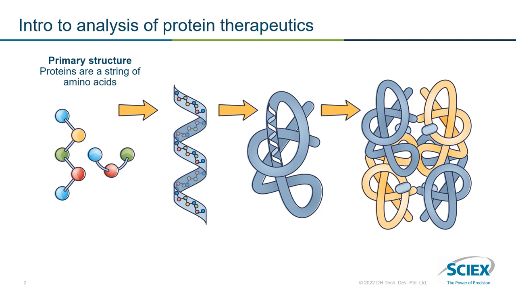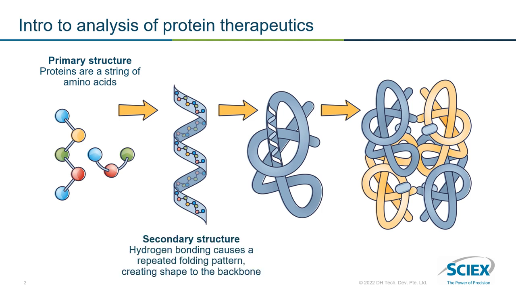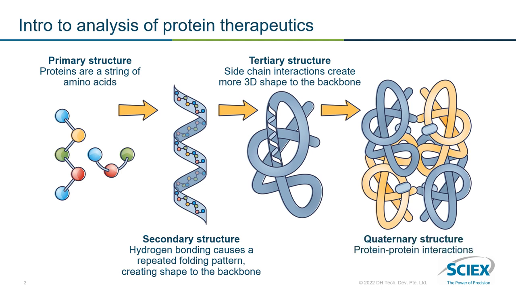But the hydrogen bonds of those amino acids create various folding patterns, which refer to the secondary structure. Now, from the 2D folding patterns of the backbone, there are also 3D folding patterns with the side chains, which make up the tertiary structure. And then finally, my favorite difficult word to say, there's the quaternary structure, which is protein-to-protein interactions.